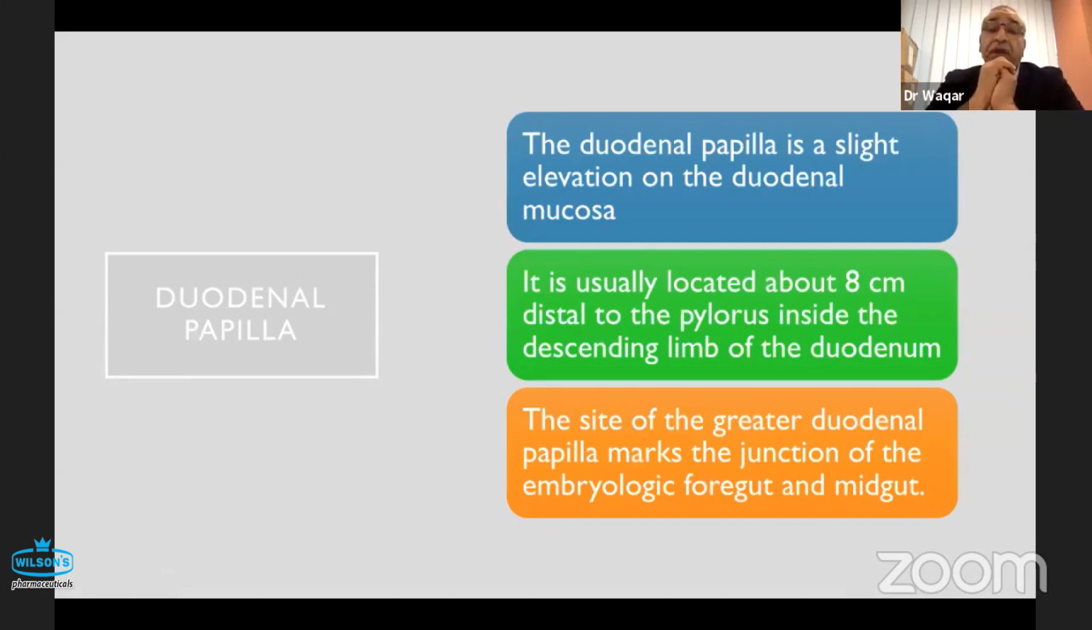The duodenal papilla in its own right is a slight elevation on the duodenal mucosa, which you see as a bump. It's a very familiar picture when you are doing ERCPs. It is located about 8 centimeters distal to the pylorus, and during ERCP, when you shorten your scope, you come right across and face onto the duodenal papilla. In fact, the site of the duodenal papilla marks the junction of the embryological development of the foregut.